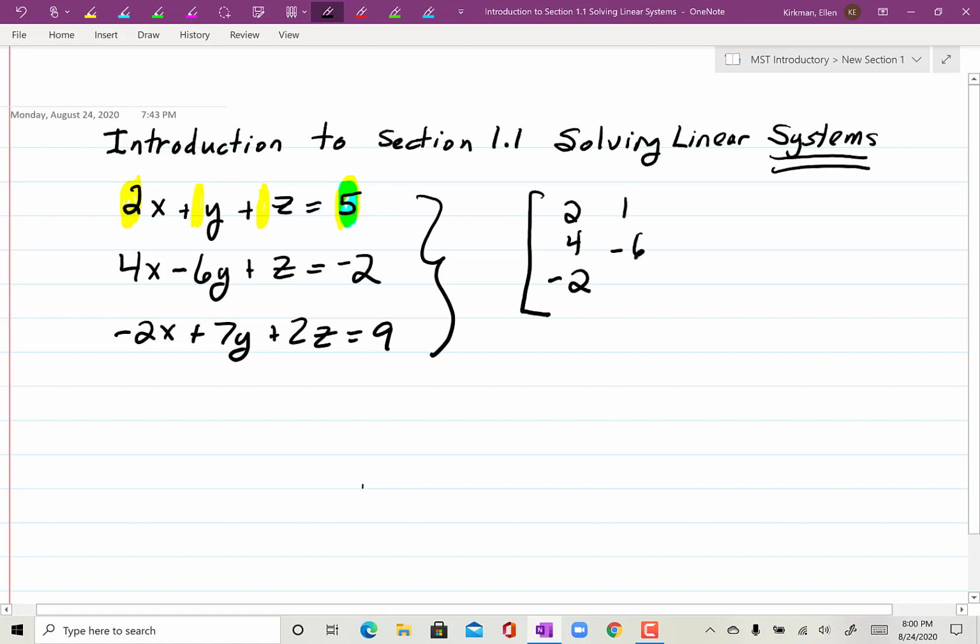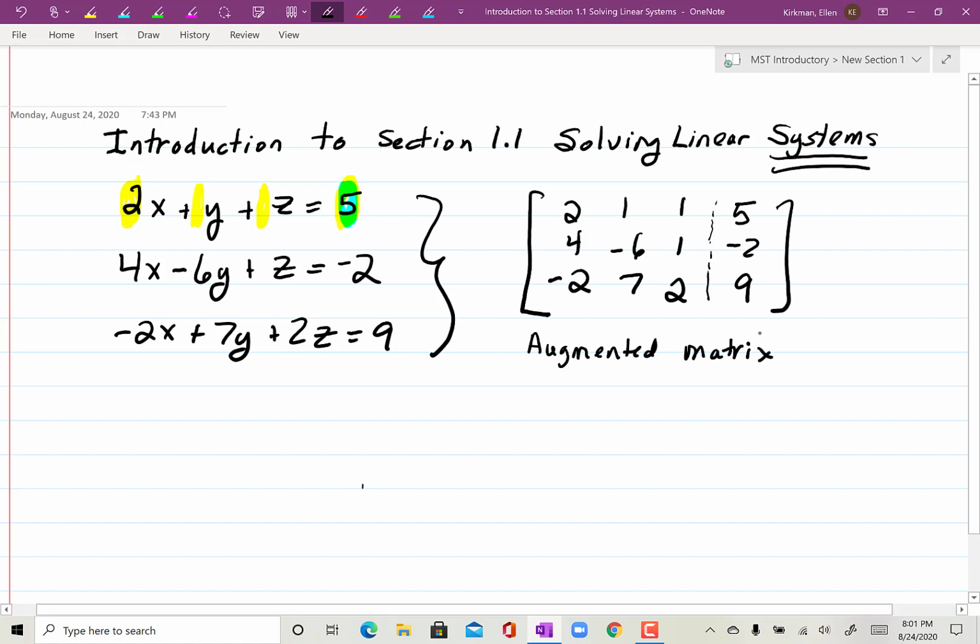1, minus 6, 7, 1, 1, 2. And then I sometimes might put a dotted line here just to indicate it's different. And so this is the right-hand side. So this is a matrix. It's actually called the augmented matrix of this system. And we're going to do operations on the rows, which would correspond to combining the equations.